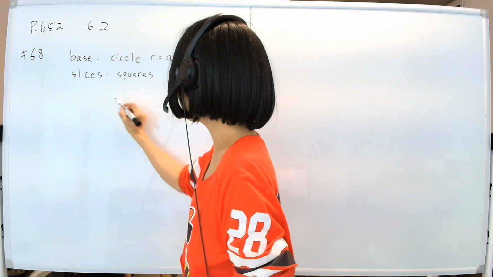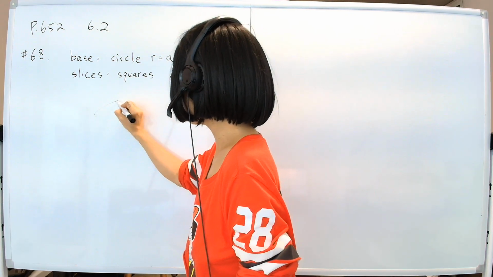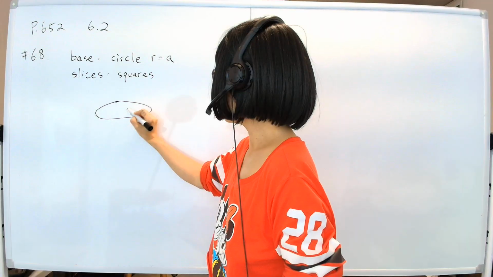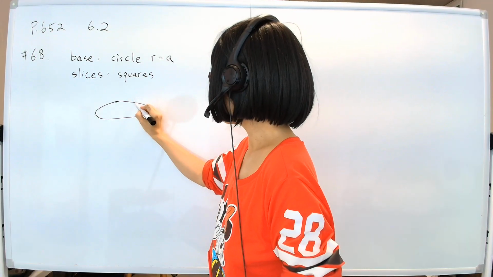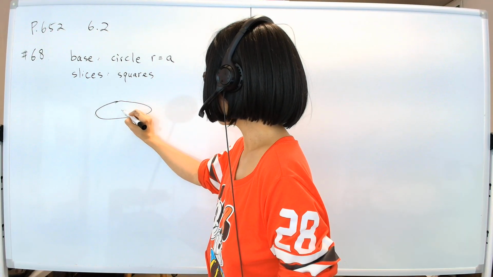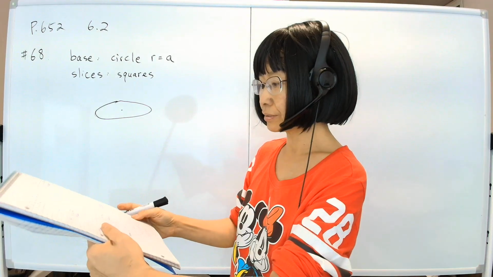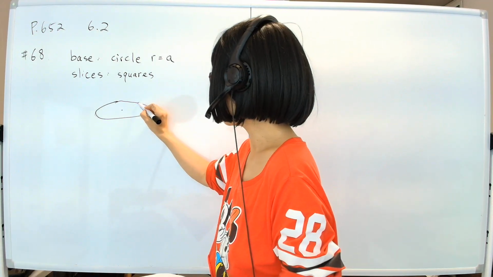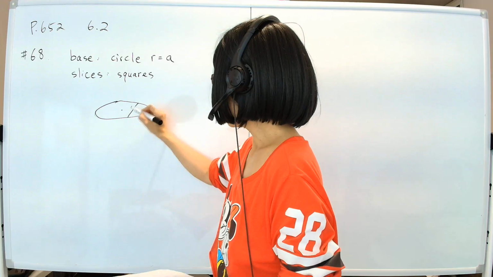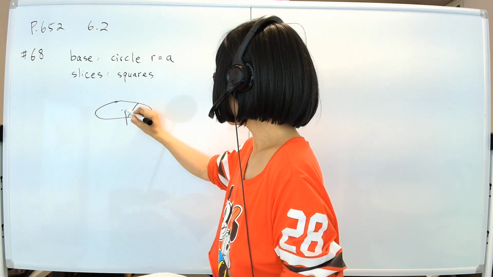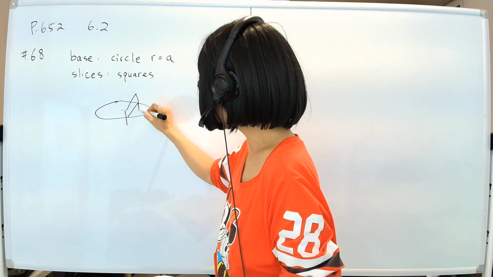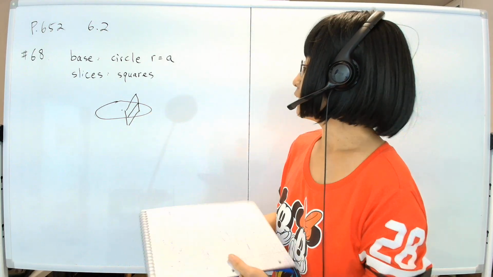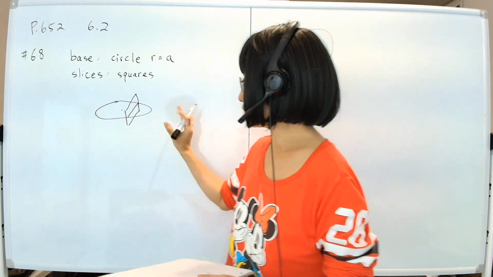Okay, so I will draw the circle. This is looking at the circle sideways. So if we look at the circle sideways, then there's a bunch of squares going across it. So we'll draw the squares like this, one square. I'm just drawing one of them. Okay, one of the squares looks like that. And then you continue to draw the squares.